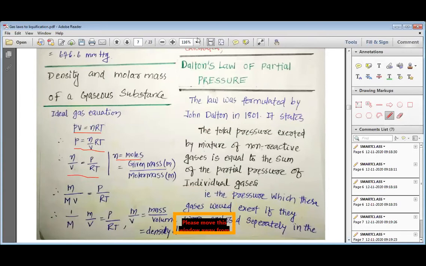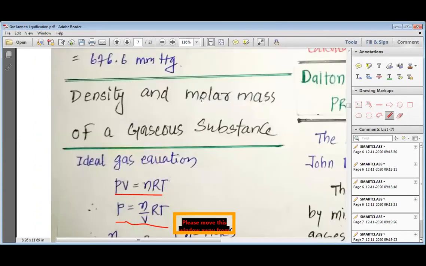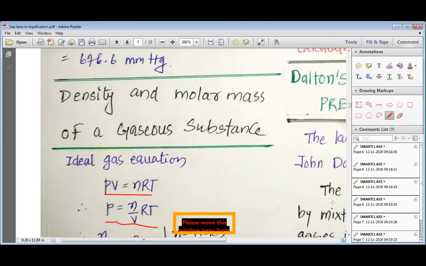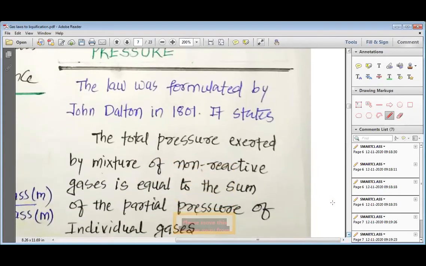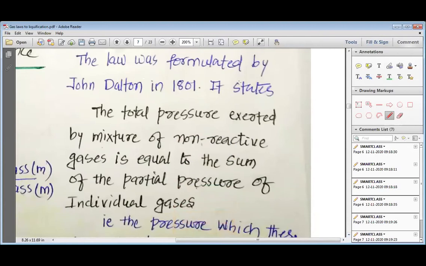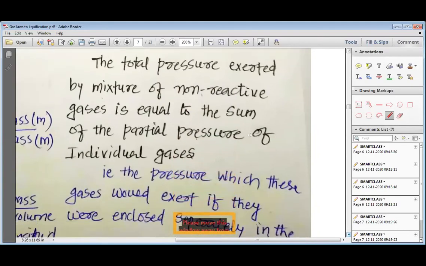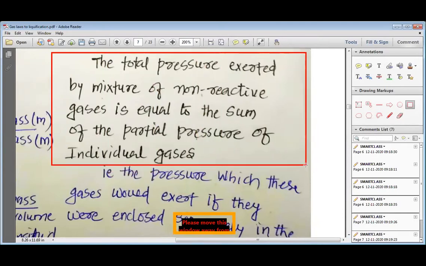Now, my dear students, we are going to study in detail about Dalton's law. Here we are going to study Dalton's law of partial pressure. The law was formulated by John Dalton in the year 1801. The statement for this law is: the total pressure exerted by a mixture of non-reactive gases is equal to the sum of the partial pressure of individual gas.